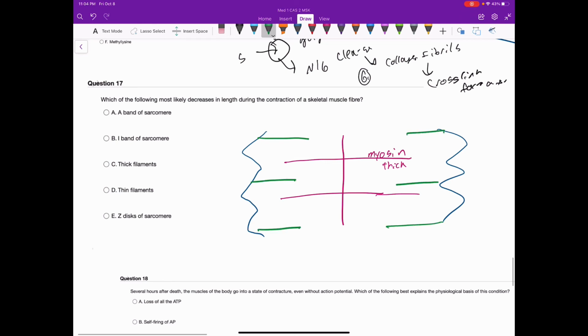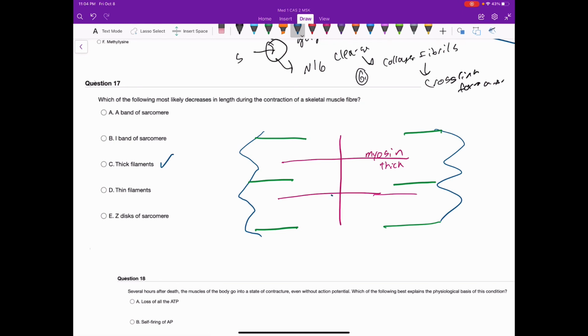Okay. So we're going through the answer choices, right? So first we had thick filaments. Check. Right here. Thin filaments. Oh, well, now we have thin filaments. That's actin. Thin filaments. So we could check that off. Z lines. So the Z discs. Well, that's right there. So we could check that off.